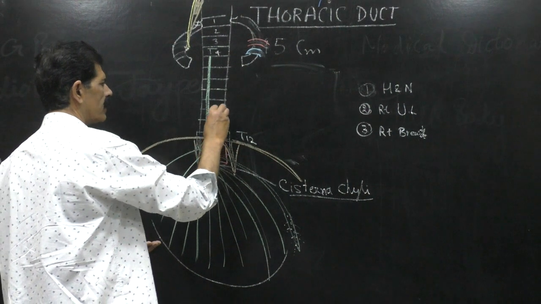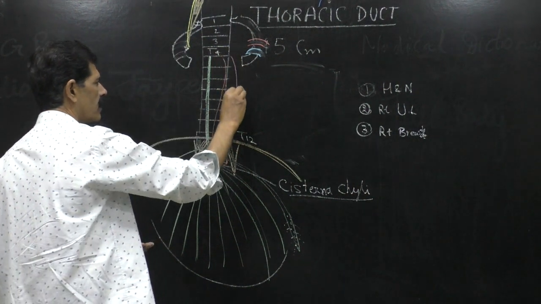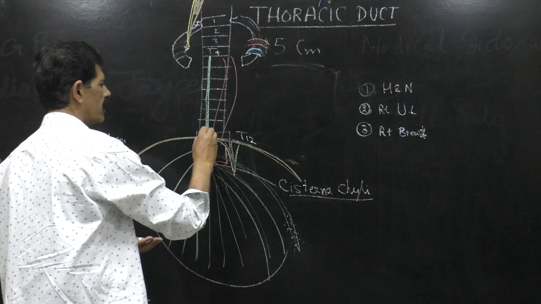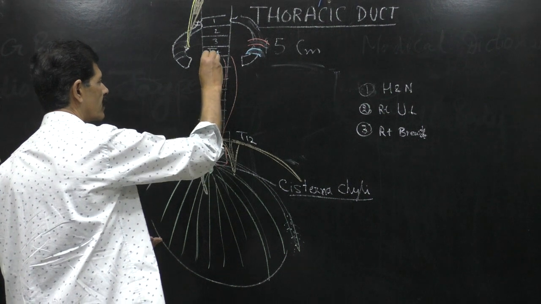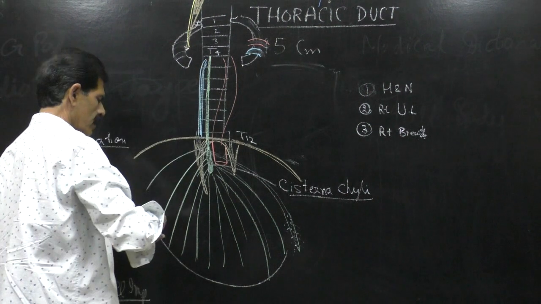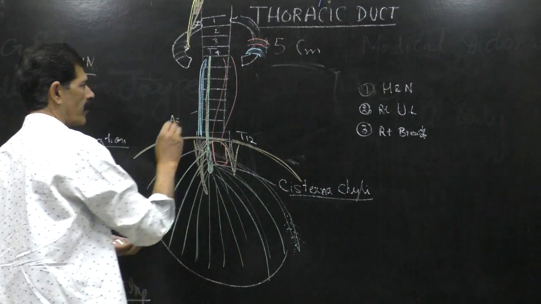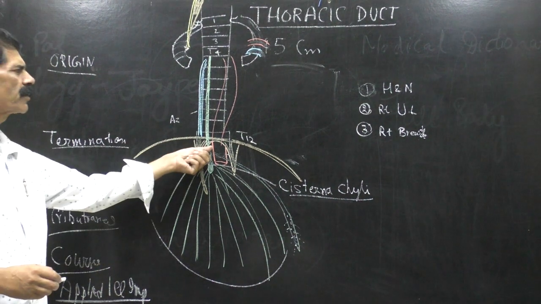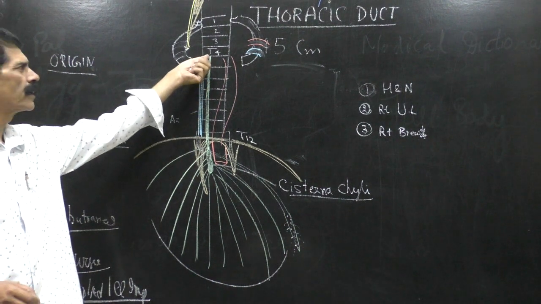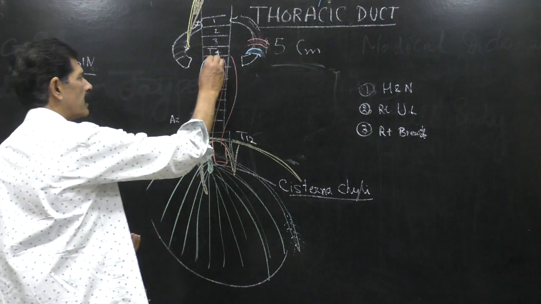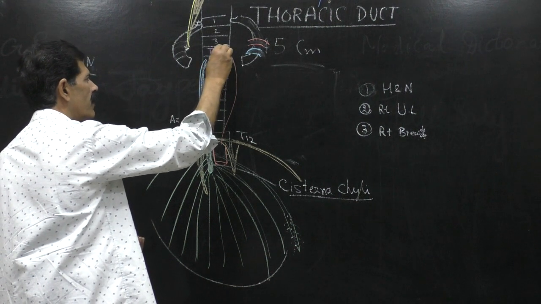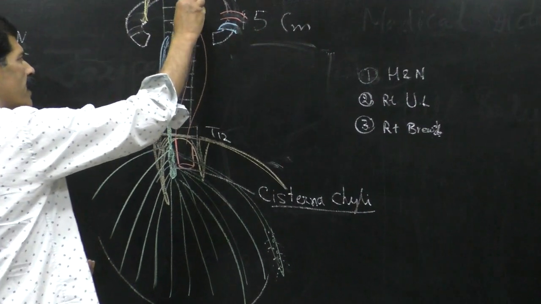On the left side lies the aorta, and on the right side lies the azygos vein. So that is the relation of the thoracic duct. So this is the starting of the thoracic duct at the level of T12. Now at the level of T4, this thoracic duct turns to the left side. From T4 to T6 level, it turns to the left side, then it ascends upward.